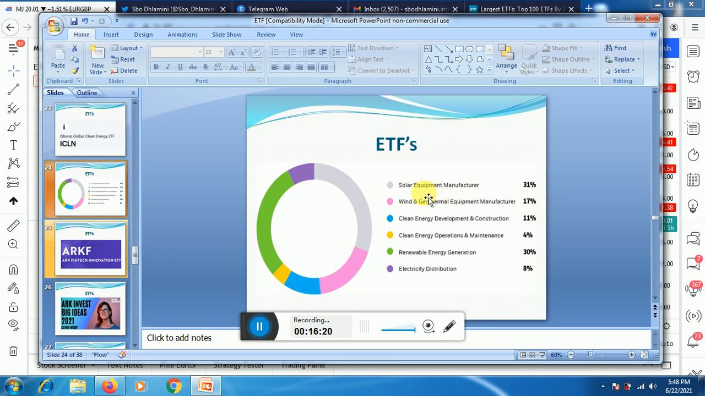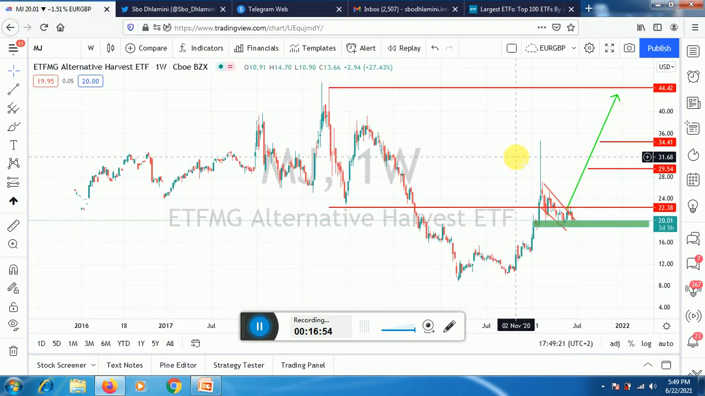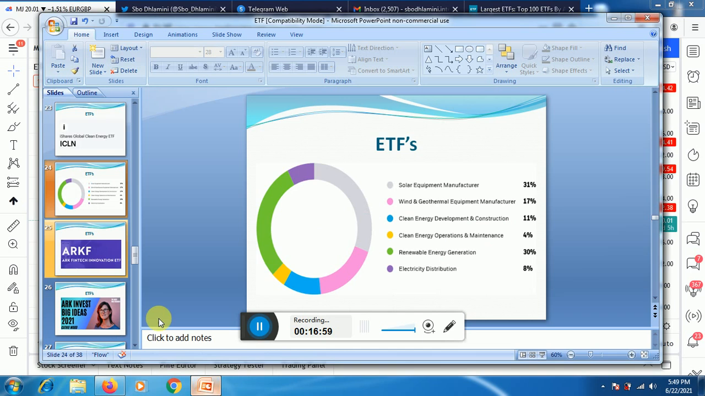So this ETF mainly invests in companies that do solar equipment, that also generate wind and geothermal equipment manufacturing, and then also companies that do clean energy development and construction, clean energy operation and maintenance, renewable energy generation, and then electrical distribution. Because at the end of the day, when these companies have manufactured it, it also has to be distributed.